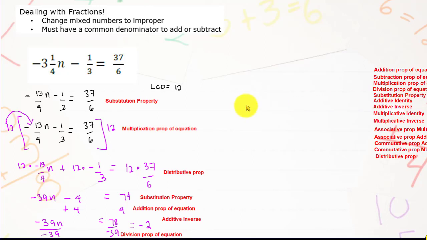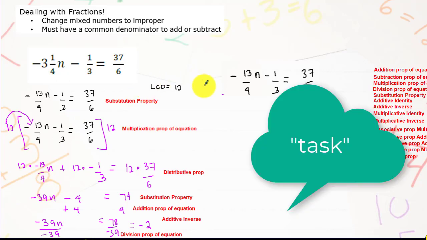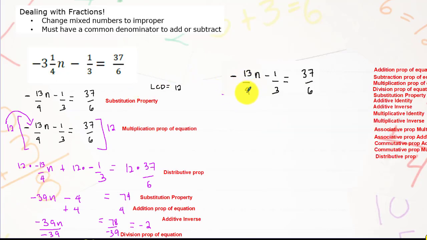All right. Let me copy this one and then paste it over here. So we know that our LCD is equal to 12. Your next task is to make this equal to 12. So how can we make this equal to 12? Times this by 3. Then make sure that you multiply the top also by 3. So 3 times negative 13n will just be equal to negative 39n.